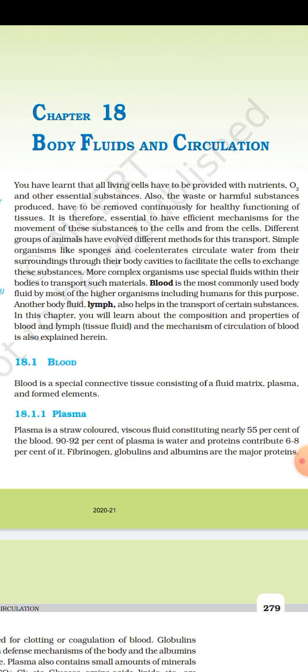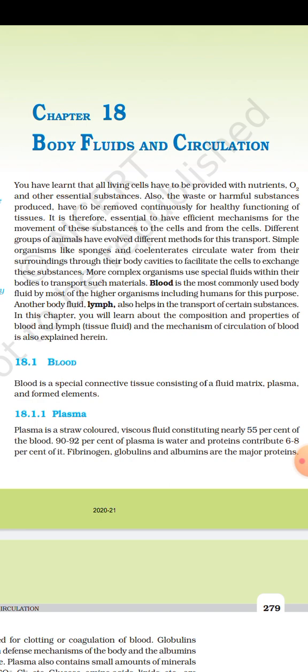Simple organisms like sponges and coelenterates circulate water from their surroundings through their body cavities to facilitate the cells to exchange these substances. More complex organisms use special fluids within their bodies to transport such materials. Blood is the most commonly used body fluid by most of the higher organisms, including humans, for this purpose. Another body fluid, lymph, also helps in transport of certain substances. In this chapter, you will learn about the composition and properties of blood and lymph tissue fluid, and the mechanism of circulation of blood is also explained here.